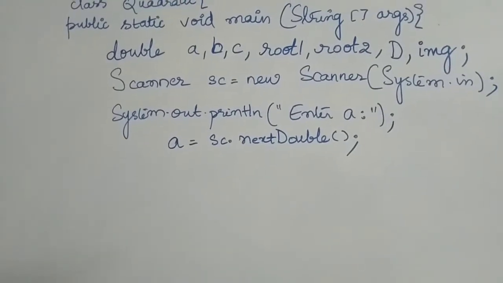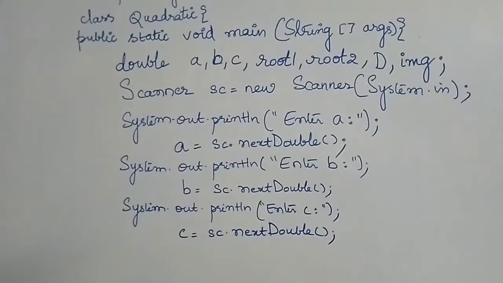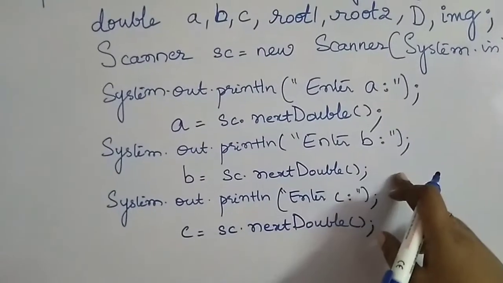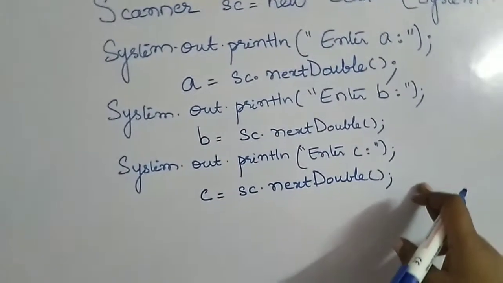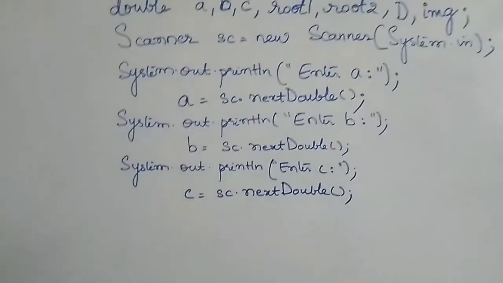Likewise, write for b and c. I have written statements for reading in the values of b and c. Now we'll calculate the discriminant D.